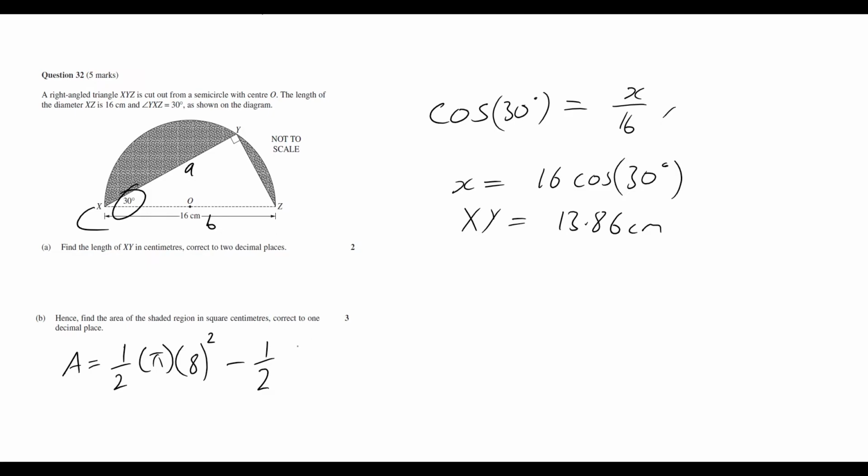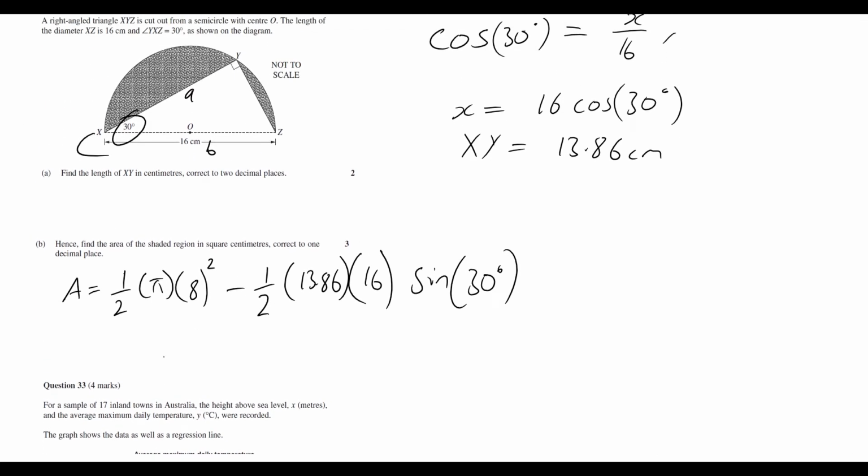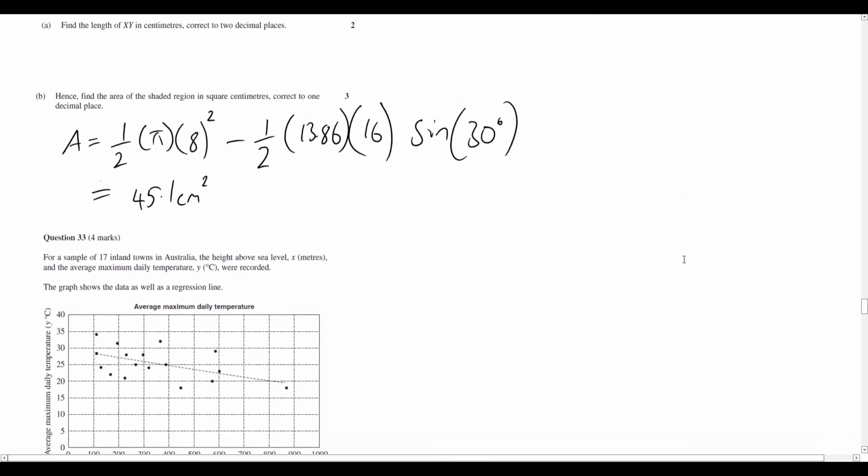So half times a, let's say a was the xy, so that would be times 13.86. And then side length b would be the side xz, which was 16 centimeters. And then it's times sine of C, and C here is 30 degrees. All right, and so when we calculate that and put that to the nearest decimal place, that gives us an area of 45.1, and let's not forget our units, centimeters squared. Okay, and there we are. So that's question 32. All right, moving on.